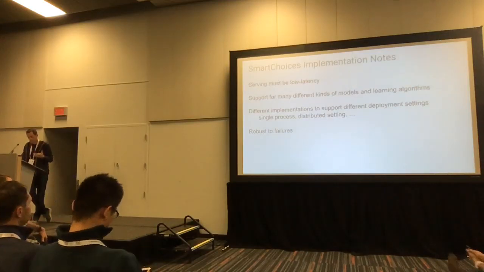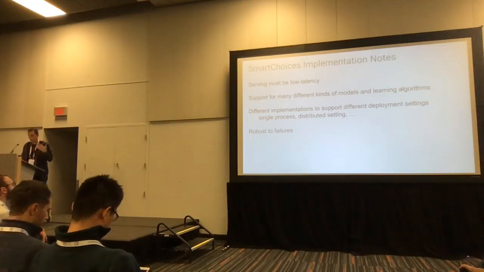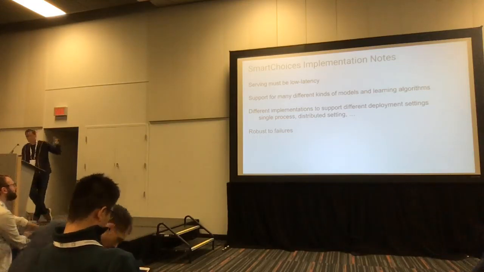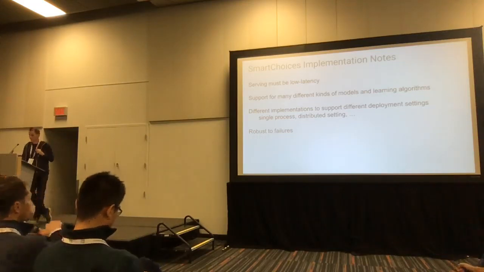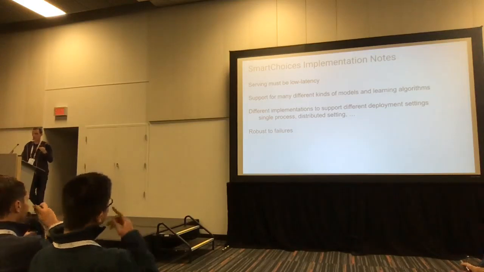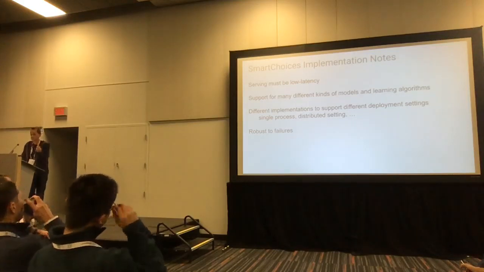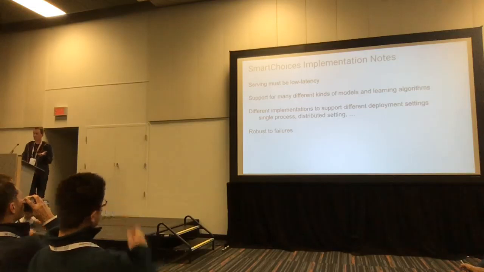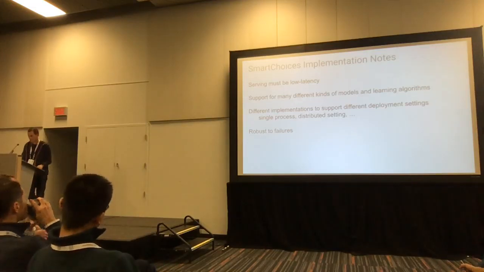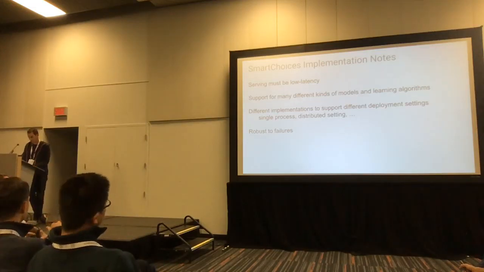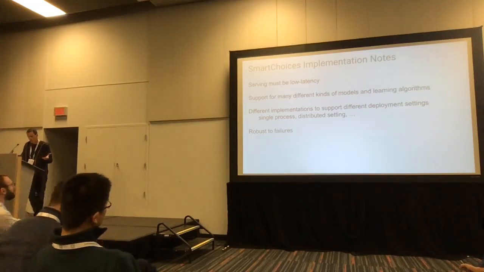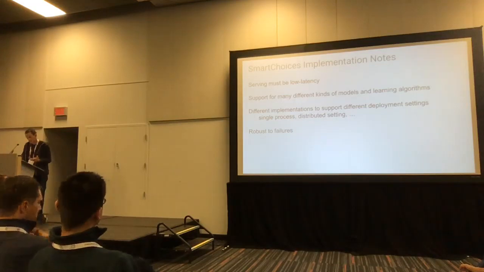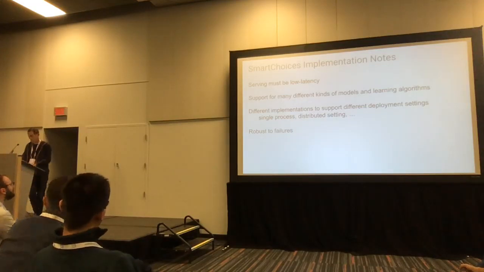And there's a bunch of things you want to consider. So one is that the actual inference of these models must be quite lightweight, right? If I'm going to decide to insert this block into the block cache, that can't take a second of computation. That involves something like 100 microseconds. It needs to support lots of different kinds of models, different learning algorithms, and different implementations to support different deployment settings, which I'll go through in a minute, and needs to be robust to failures, for example.